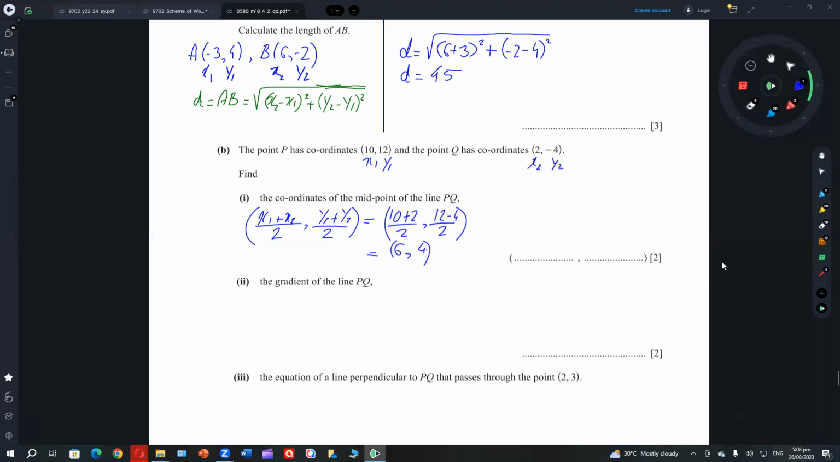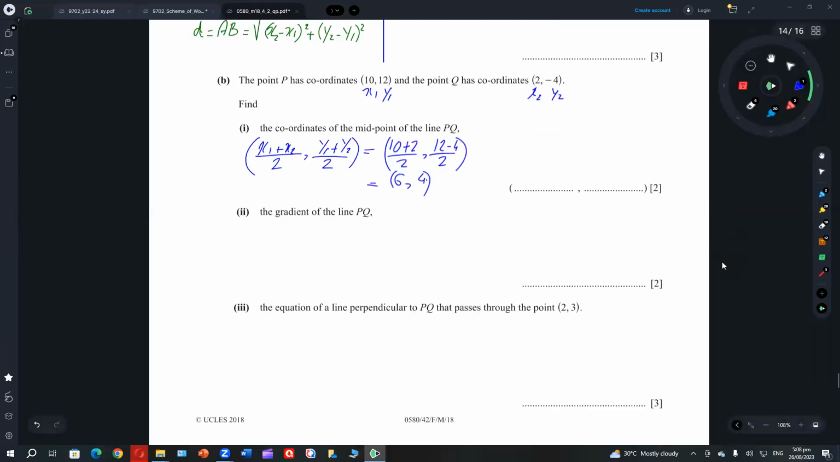The gradient of the line PQ. Gradient of that. First, I've written the points. Sorry, 1 second. I just need to copy.